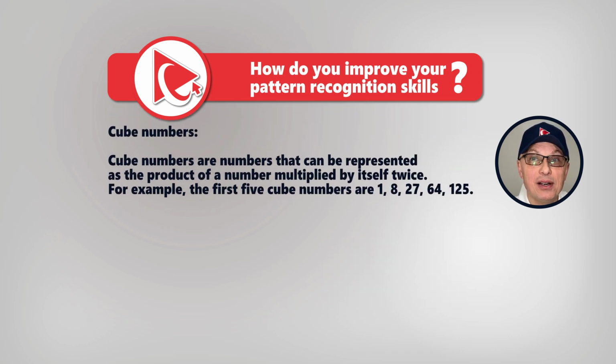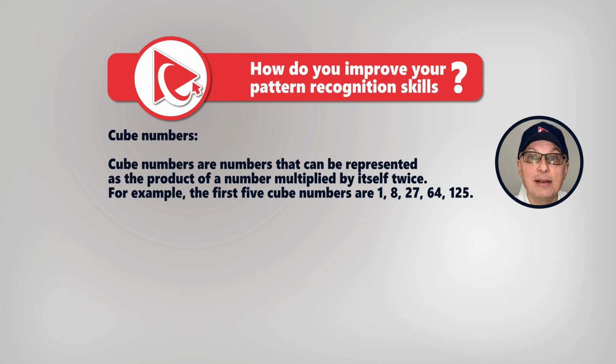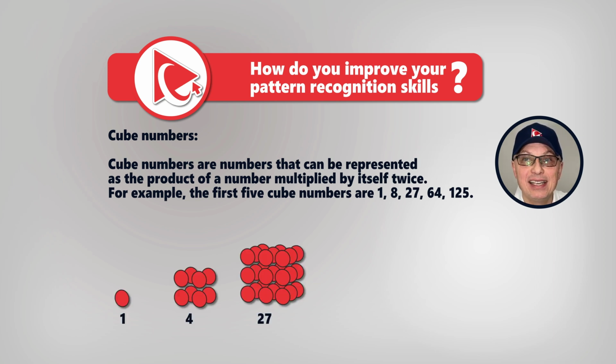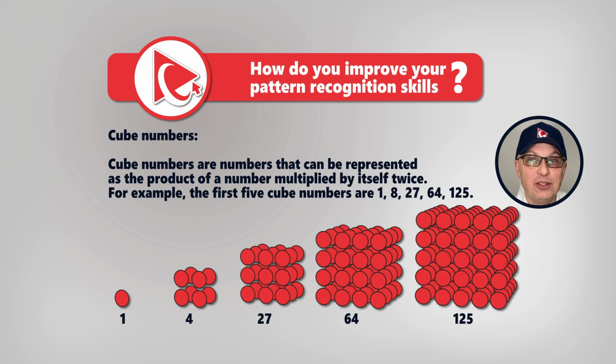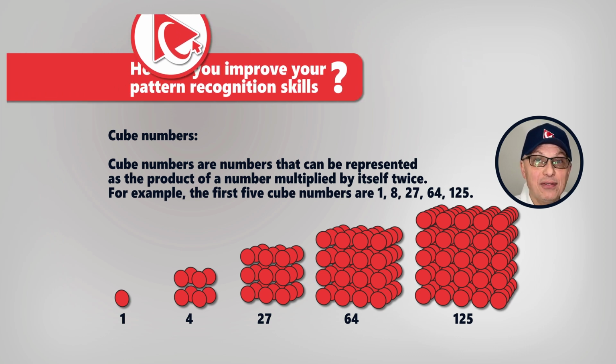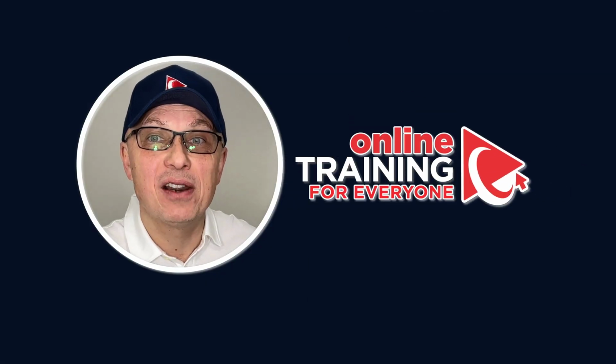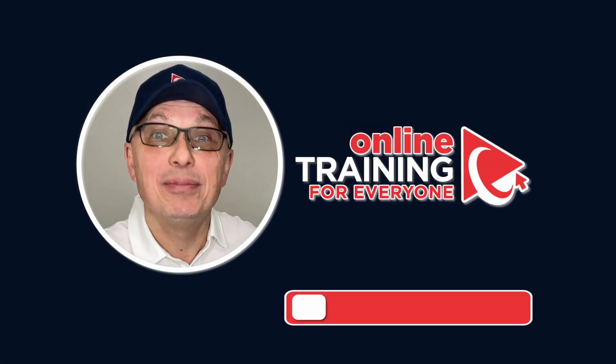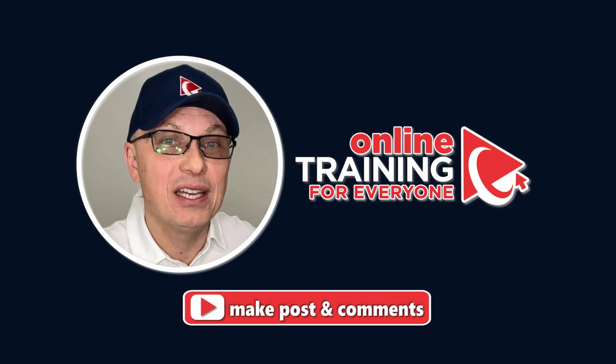And last but not least on my list are cube numbers. Cube numbers are numbers that can be represented as a product of a number multiplied by itself twice. For example, the first 5 cube numbers are 1, 8, 27, 64, and 125. Because 1 cubed is 1, 2 cubed is 8, 3 cubed is 27, 4 cubed is 64, and 5 cubed is 125. Do you know any other interesting numerical patterns I didn't mention here? Please make sure to post them in comments so we can all learn.